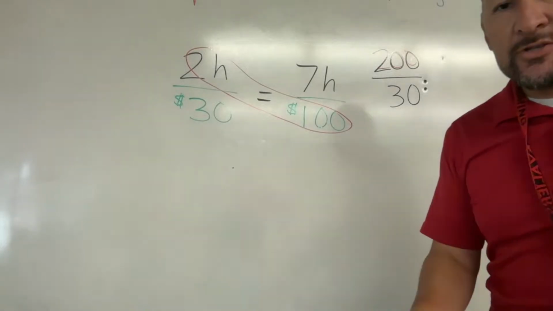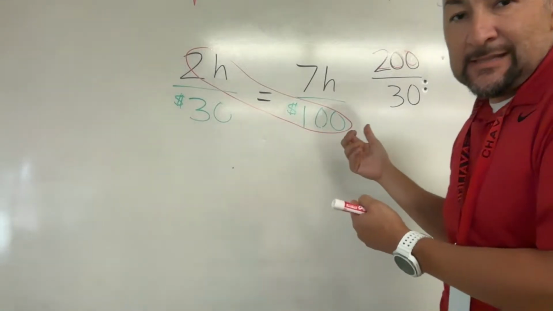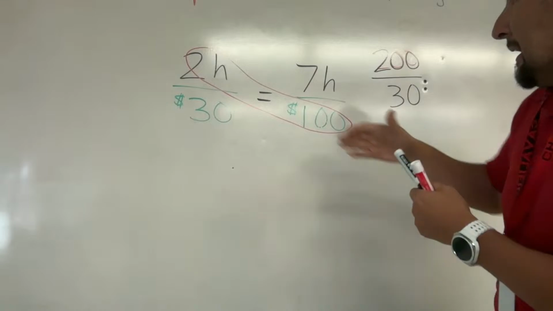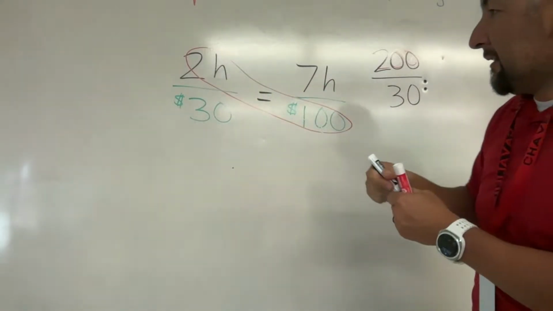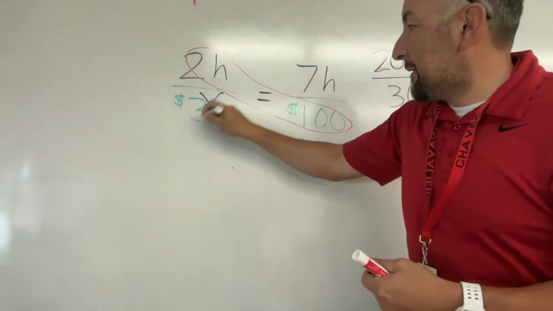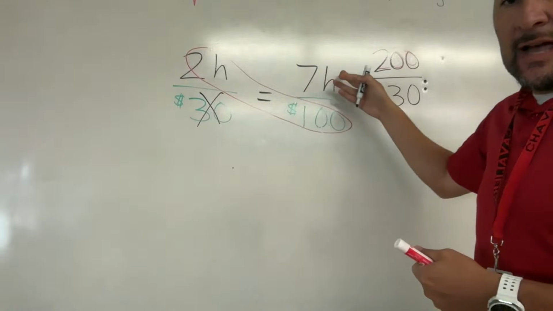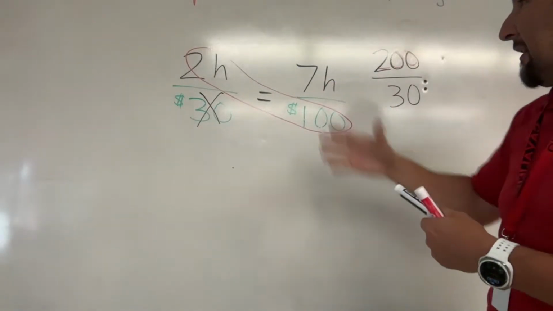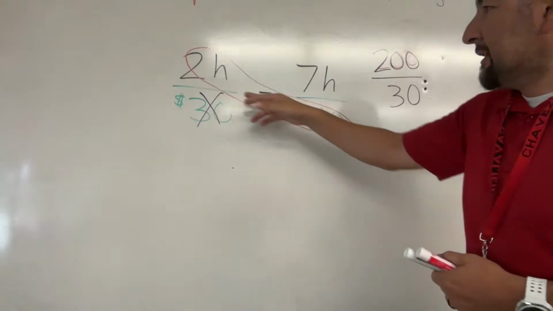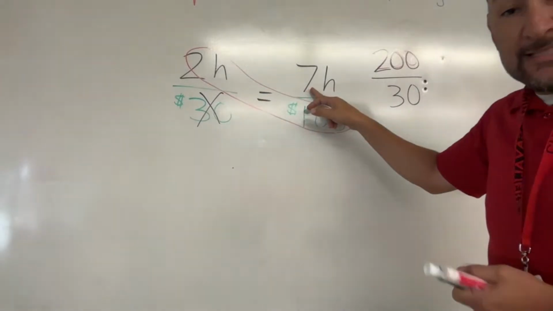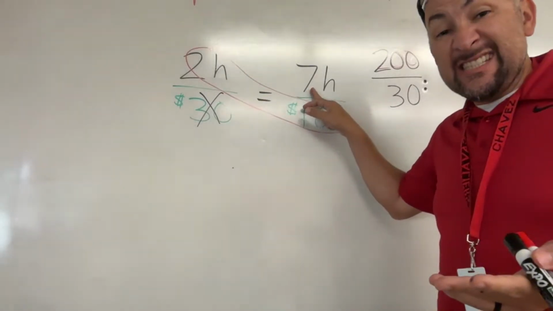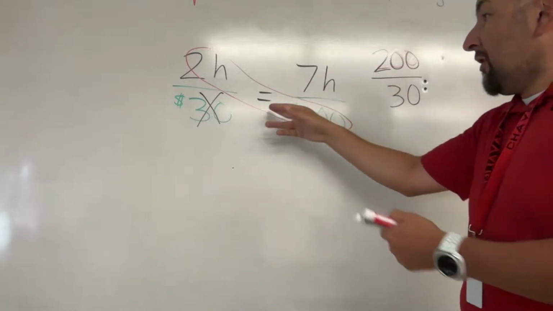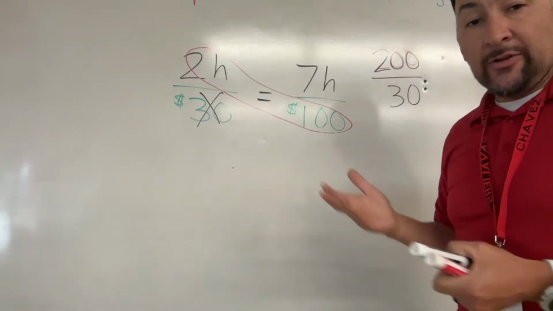And then you're going to ask yourself, well, is this proportional? Well, if I cross multiply here and divide by this number, then my answer has to be the number that's left. So let's find out if this is proportional. 200 divided by 30. Is it 7? If the answer is 7, then this is all equal and proportional, and you're not getting ripped off.